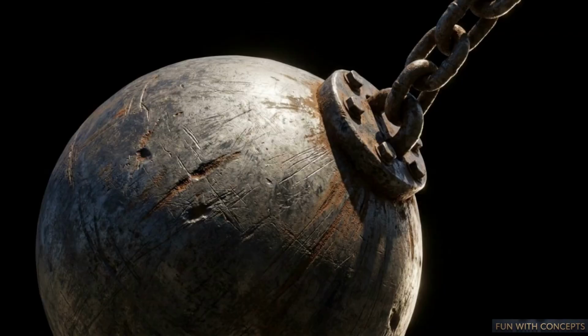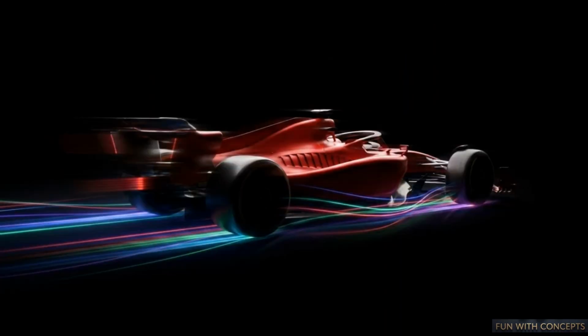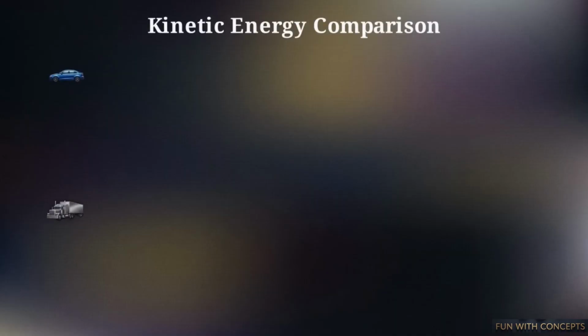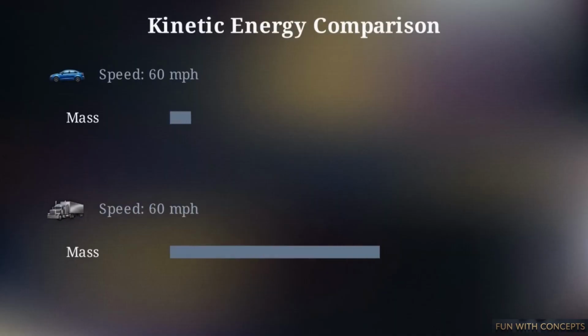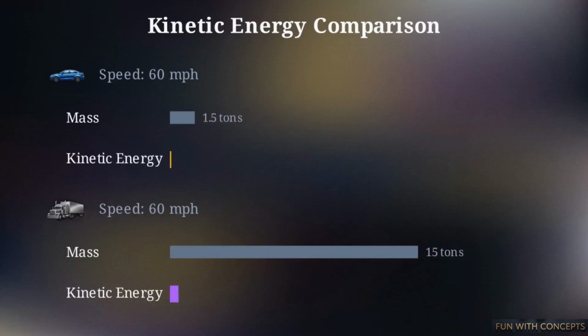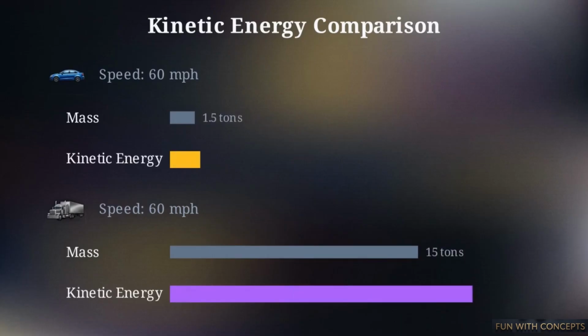The first domain of physics deals entirely with the behavior of large, massive objects. When an object is actively moving, it possesses kinetic energy. This chart compares a heavy truck and a small car moving at the exact same speed. Because kinetic energy depends on both mass and speed, the heavier truck outputs vastly more power.